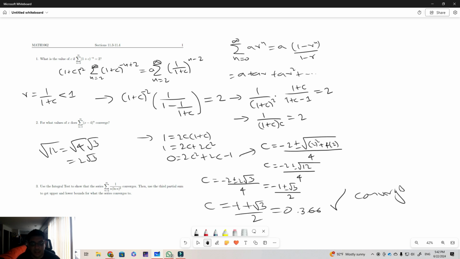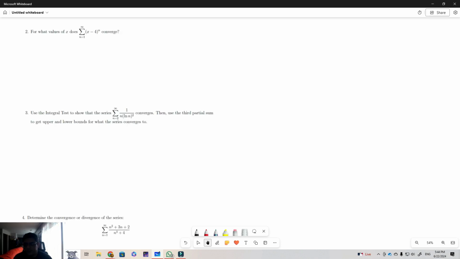Now let's transition to the second series. Exercise 2 is actually very similar to exercise 1, but in here we're not looking for specific values of c, we're looking for specific values of x. But you can still consider this as something of the form r to the n. And so you know that this is going to be convergent when the absolute value of r is less than 1. Because x can be positive or negative, that's why I consider the absolute value here.